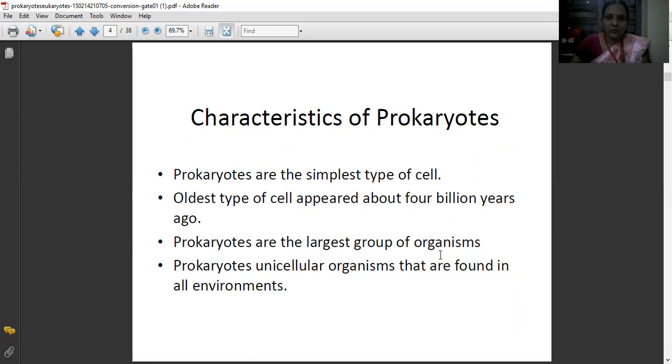Prokaryotes are the largest group of organisms, in very large numbers. Prokaryotic cells are cellular organisms that are found in all environments. The unicellular organisms with prokaryotic cells may be present in the air, in the water as well as in the soil.